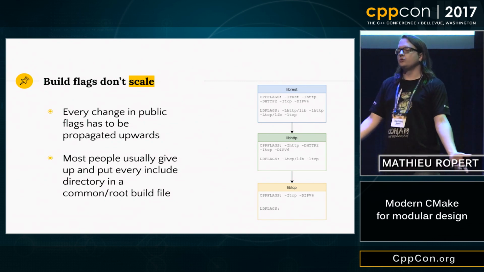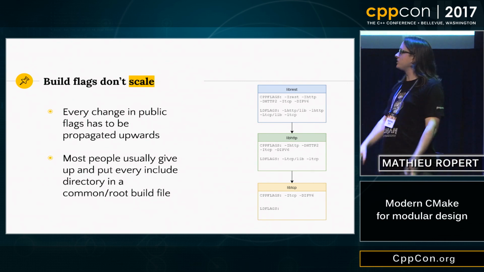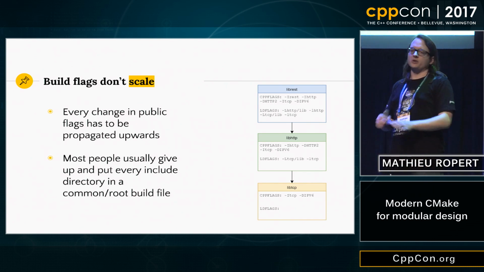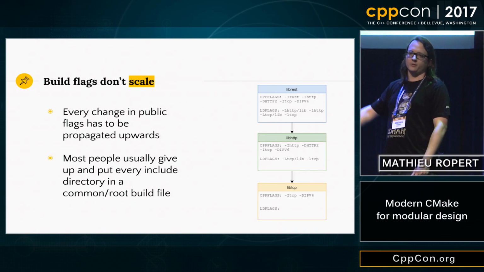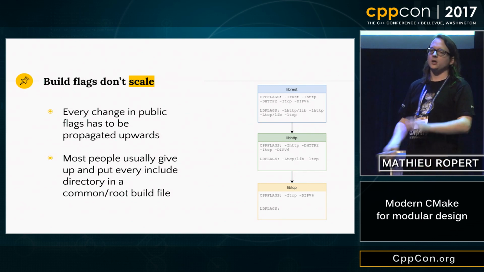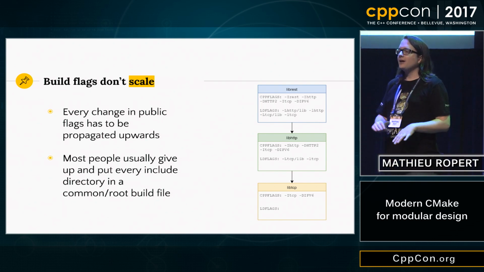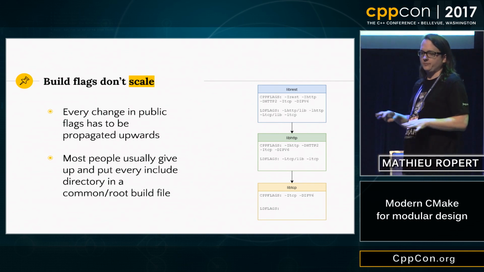And what do you do usually? You just give up, because it's just a nightmare to maintain. If you have to change the library that's at the root, you have to modify everything in your system. So what do you do? You go to the top CMake file and you say, all right, everybody can include that directory, everybody can link to that, done. And that's the only sane way you might think you can do it. And I won't blame you for that. I did the same thing.